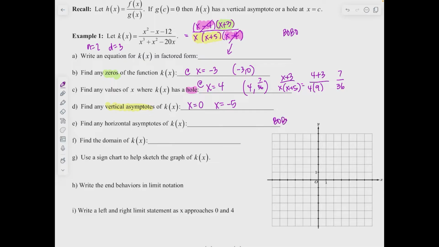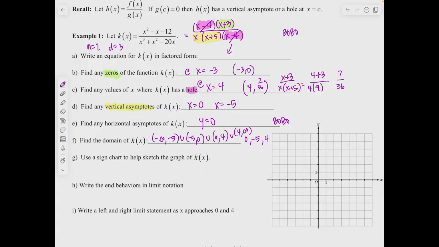Because this is bigger on the bottom, I do have a horizontal asymptote at y equals 0. Domain is everything except my asymptotes and hole. If I think about a number line, I do not want 0, I do not want negative 5, and I do not want 4. That's where my function has zeros in the denominator. So it's negative infinity to negative 5, negative 5 to 0, 0 to 4, and 4 to infinity. All real numbers except those three values.